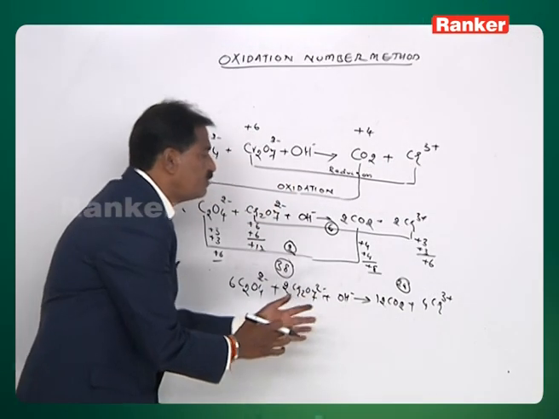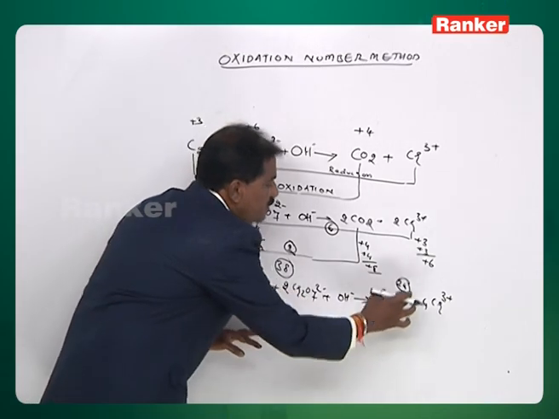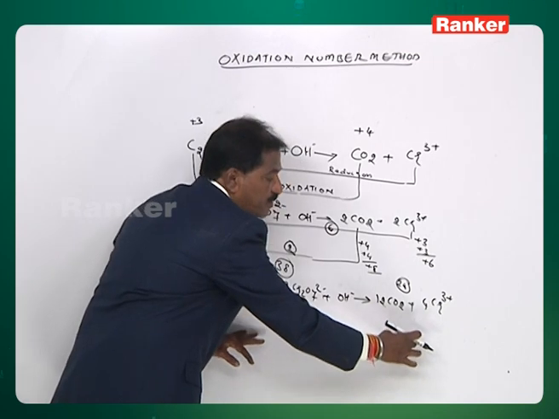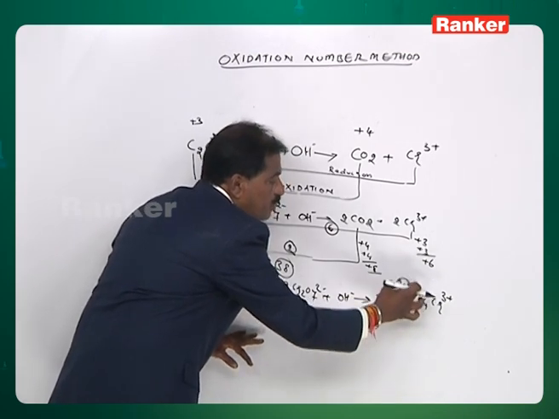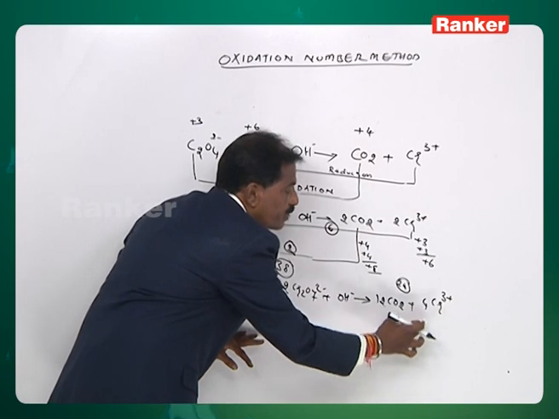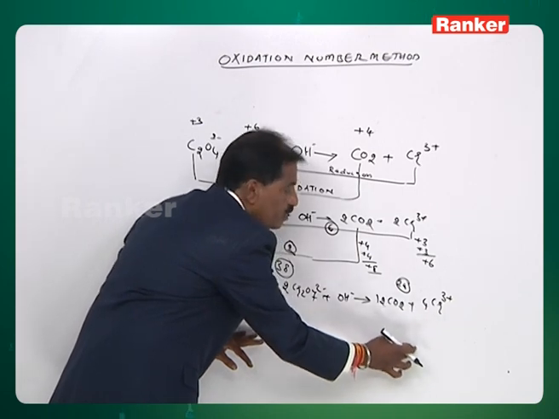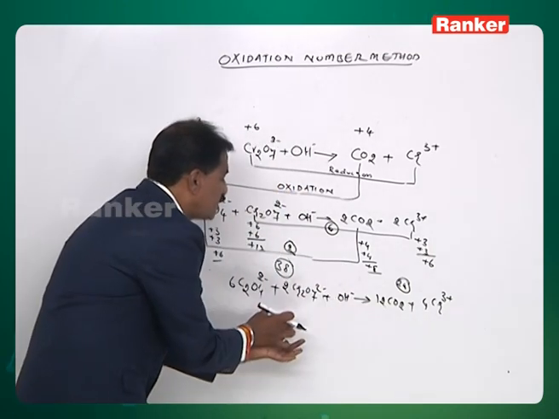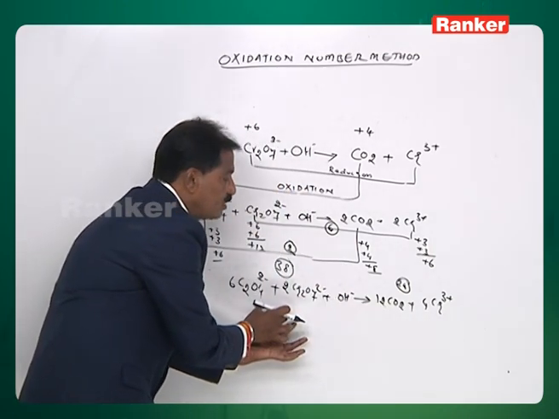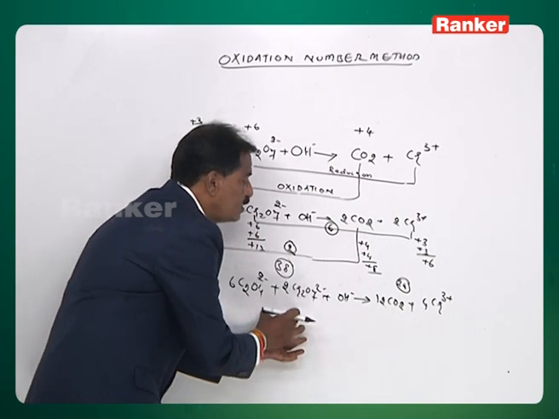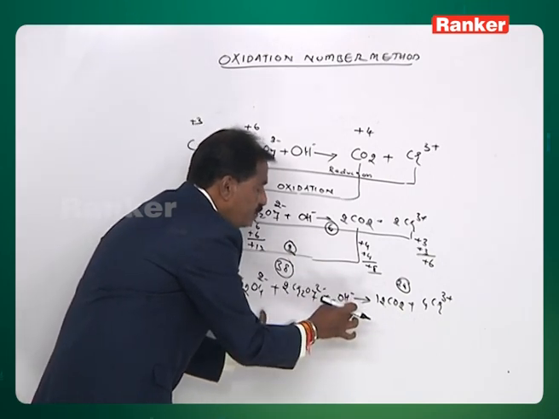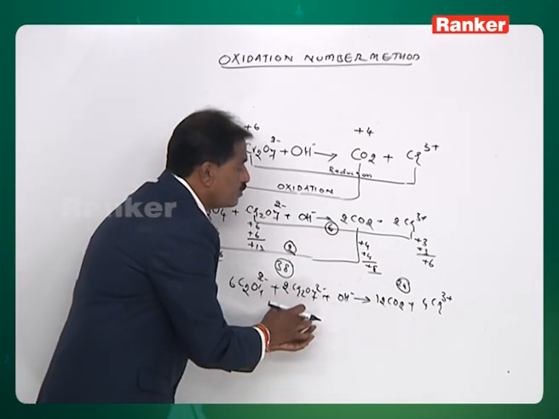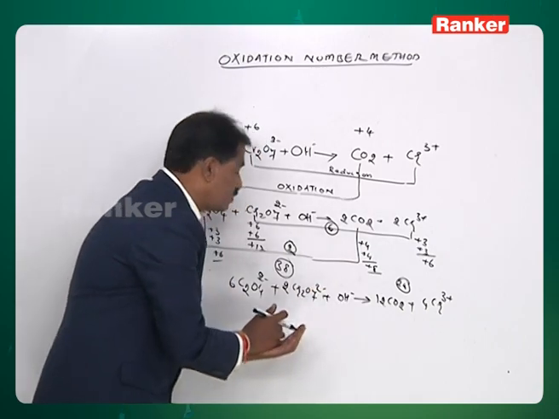Therefore, first identify the side in which a deficiency of oxygen atoms exists. This side there is a deficiency of oxygen atoms. Then identify the number of oxygen atoms which are deficient. Here how many deficient? 14. Therefore here 14 oxygen atoms are deficient. This side 14 oxygen atoms are excess. Therefore now, in order to balance the oxygen atoms in alkaline medium, add the number of water molecules suitable to balance the oxygen atoms.